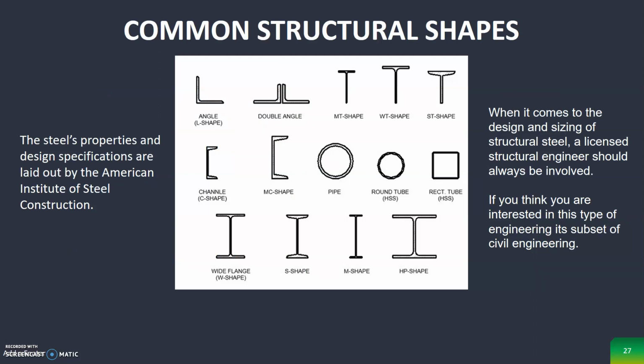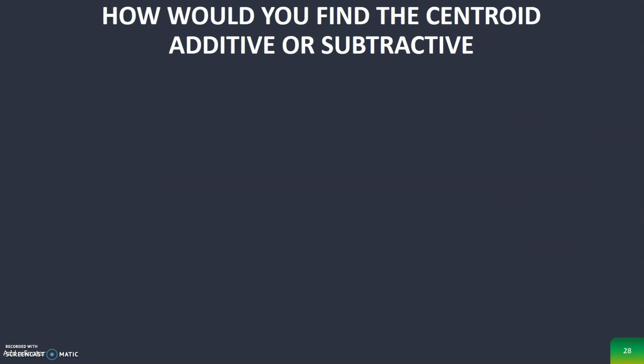Now, common structural shapes are these. Steel's properties are specifically laid out in the Institute of Steel Construction. When it comes to sizing, we're going to look at these structures, and their properties should always be involved. So we have L's, double L's, T's, we have C's, we have this longer C, we have pipes, round, square tubing, we have the flanged, we have the I-beams, the H-beams. These are all within civil engineering, and you have to take into account those shapes.